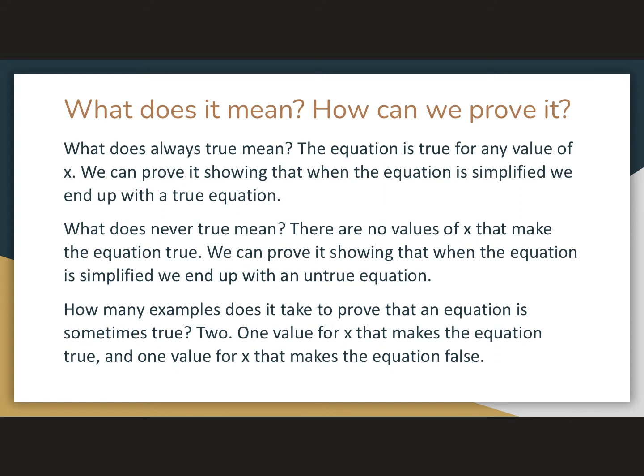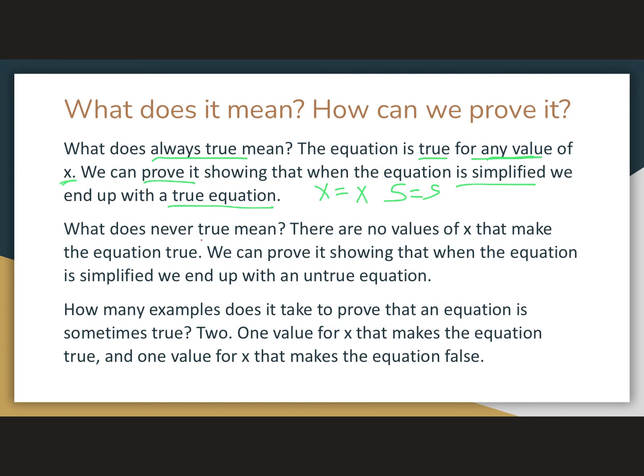So what does it mean and how can we prove it? We have different options. What does always true mean? Always true means the equation is true for any value of x. We can prove it by showing that when the equation is simplified, we end up with a true equation, something like x equals x, 5 equals 5.